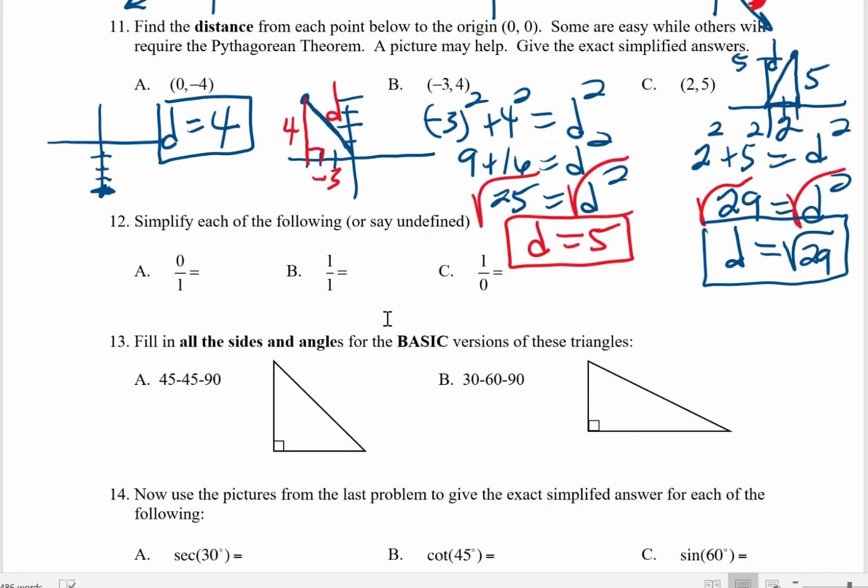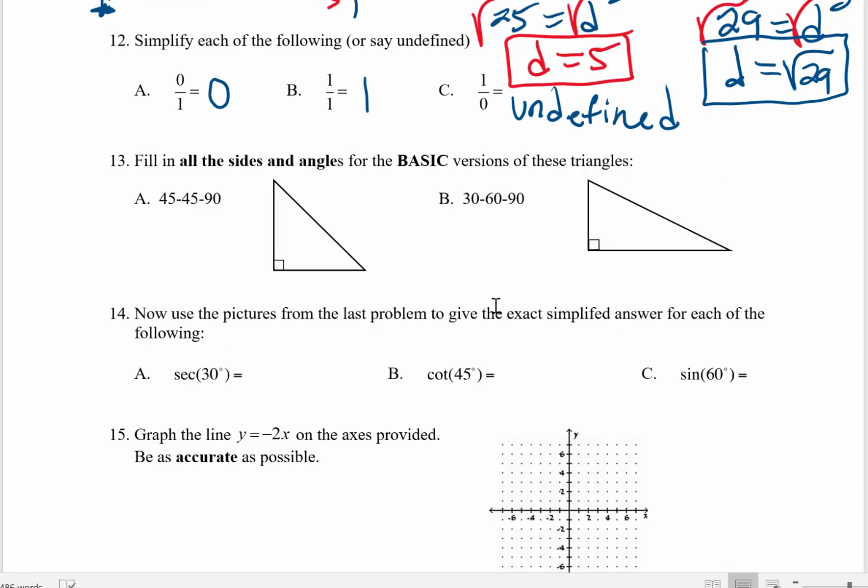Problem number 12, just a quick reminder, 0 divided by any number is 0. Of course, a number divided by itself, 1 divided by 1, is equal to 1. And a number divided by 0 is one of those mathematical impossibilities. You can't divide by 0, and so we say here this is undefined.